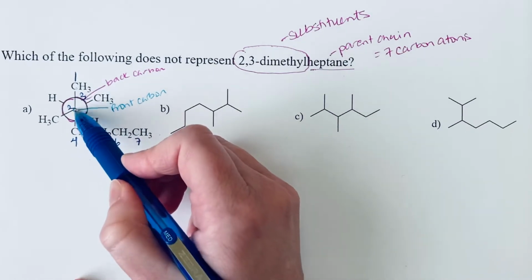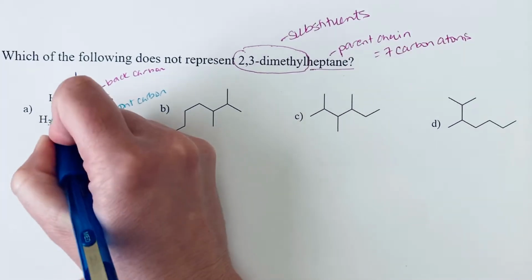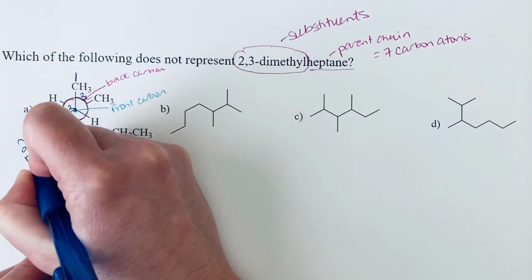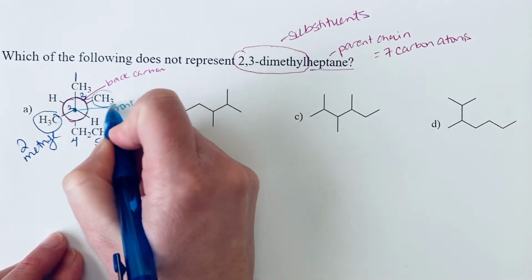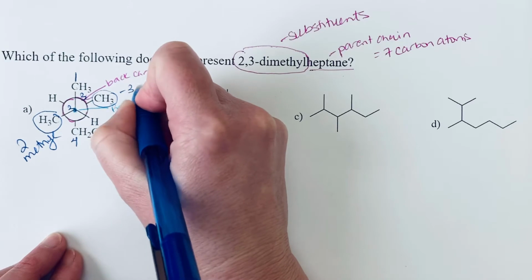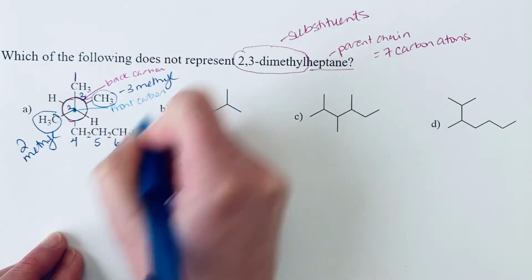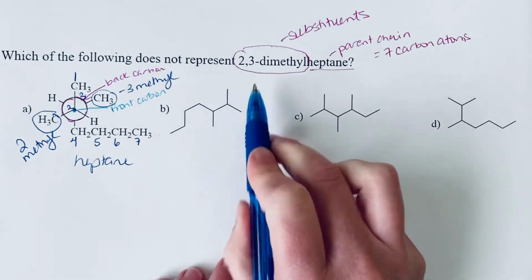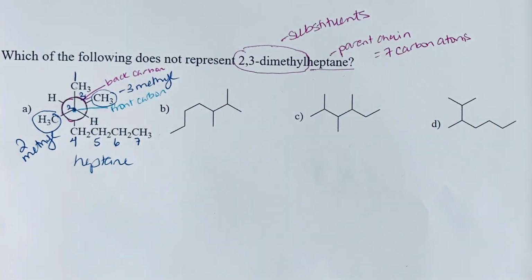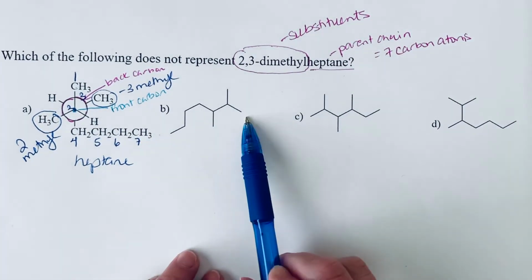And if we look at carbon 2, we have a methyl group. So that's your 2-methyl. And carbon 3 is the back carbon, and we also have a methyl group there, so 3-methyl. And since it's 7 carbon atoms, it is a heptane. So that does represent 2,3-dimethylheptane. And so let's move on to the next option.